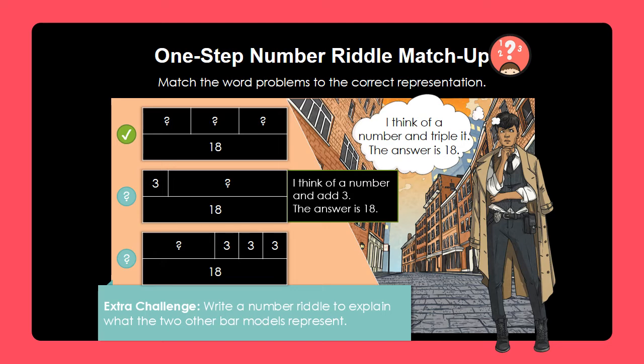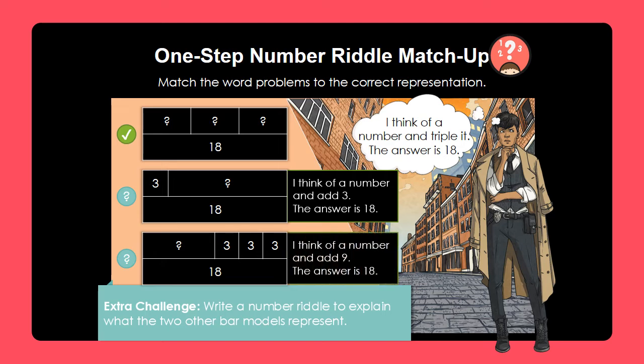I think of a number, I add 3, and the answer is 18. So this one's if your number, you've added 3. So 15 would have been your number. Or I think of a number and add 9, the answer is 18. What is my number? So that one you'd have to do 18, instead of adding 9, we do the inverse, subtract 9. 18 minus 9 is 9. So that's the number that we were thinking of.